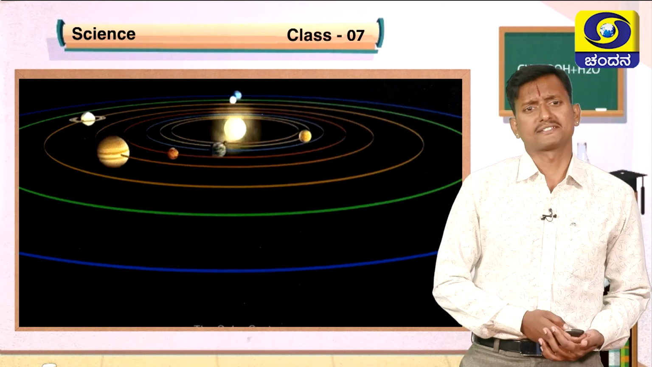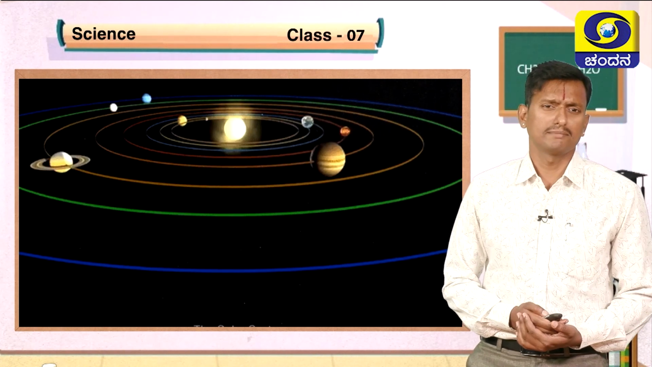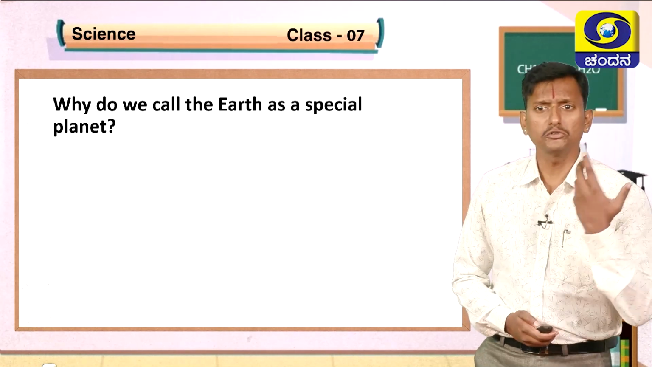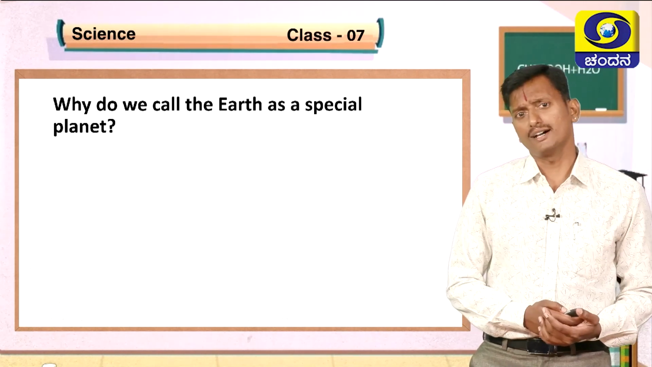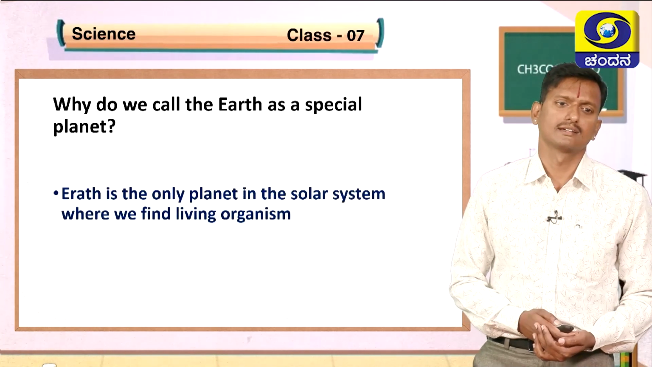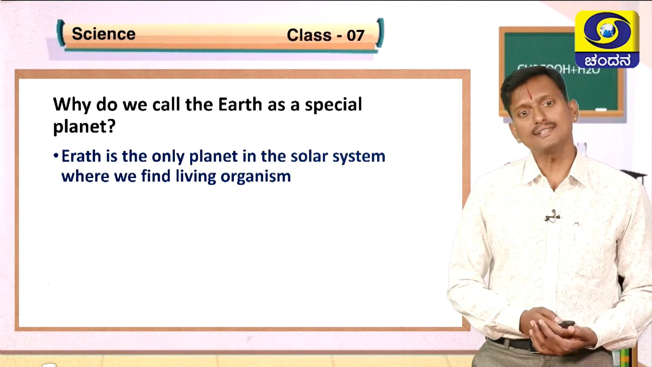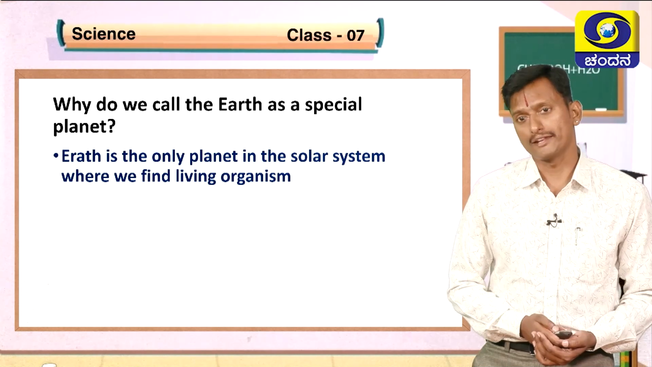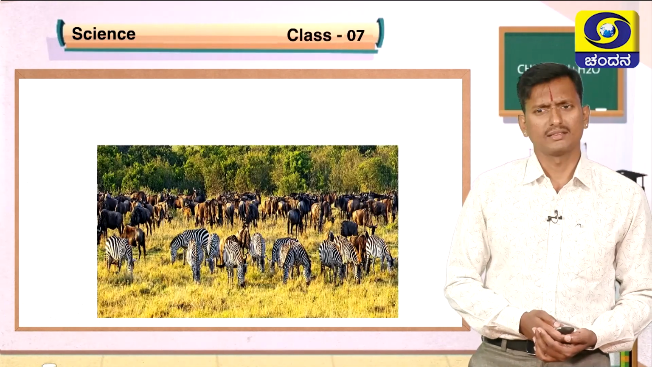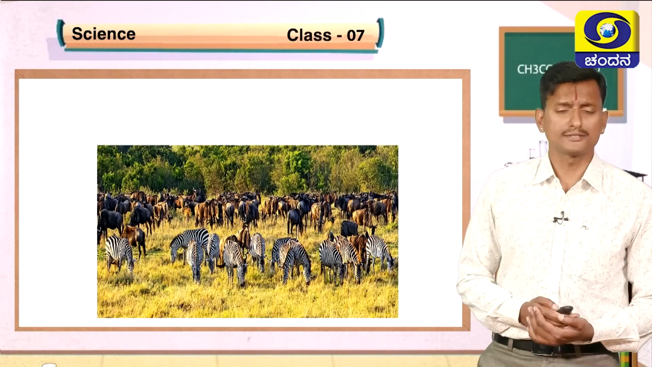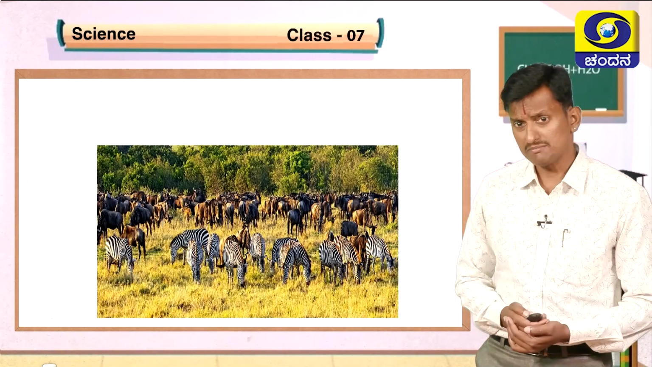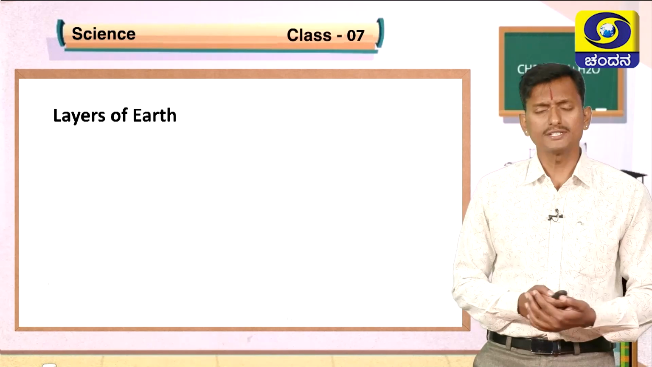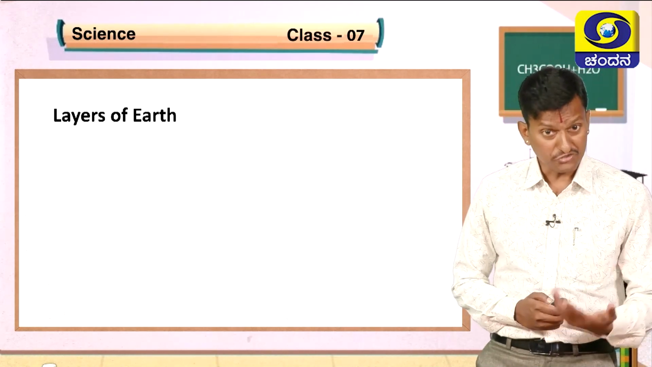Among all these planets, which is the planet we said is very unique? Yes, Earth. Earth is very unique. Why do we call the Earth a special planet? Because Earth is the only planet in the solar system where we find living organisms, living beings. There are varieties of living things, including plants and different types of animals living on this Earth. For this, Earth has a special feature.